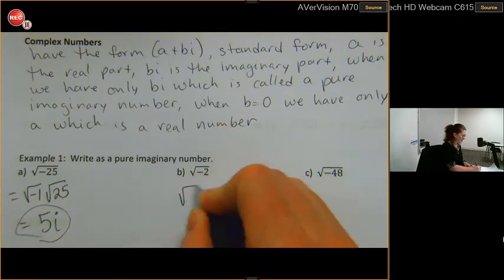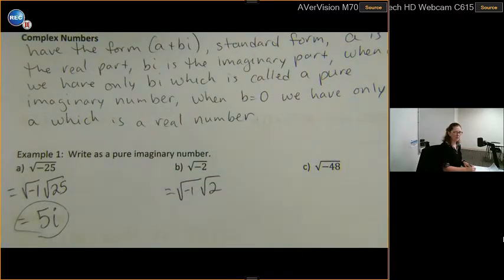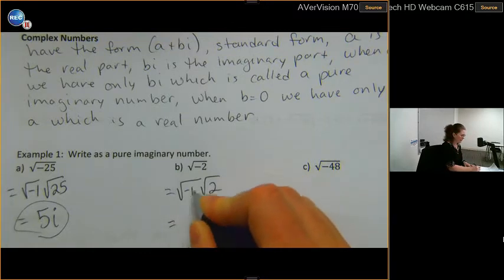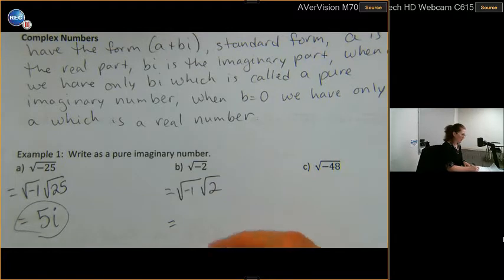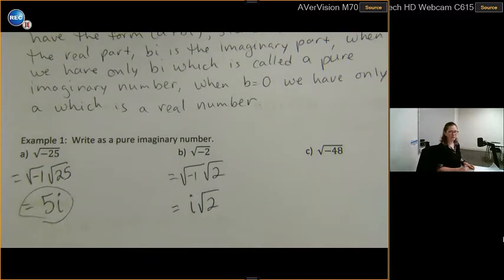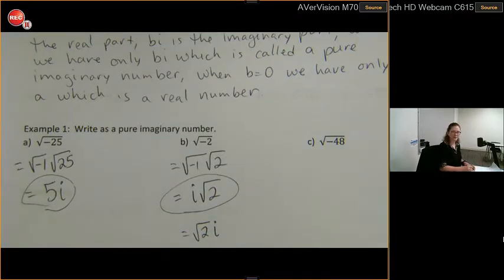Part B, we can split it up, and then the square root of 2, we don't know the answer to it. And then we have the square root of -1 is i. This one, I like to write it in this form with the i in front of the square root of 2. If you choose to write it this way with the i afterwards, that's fine.